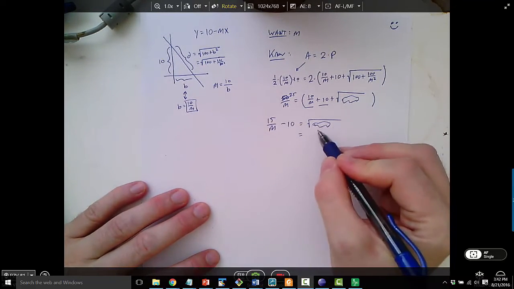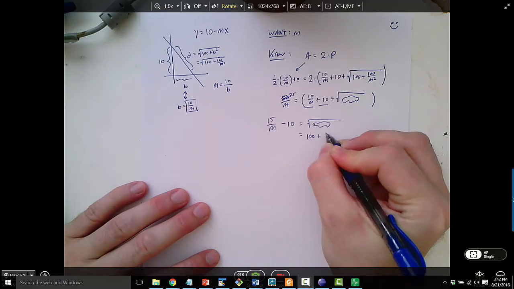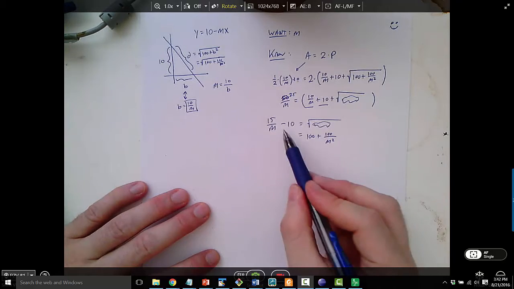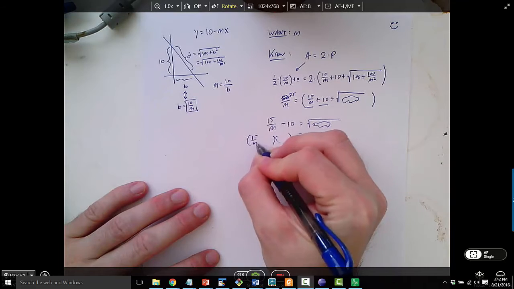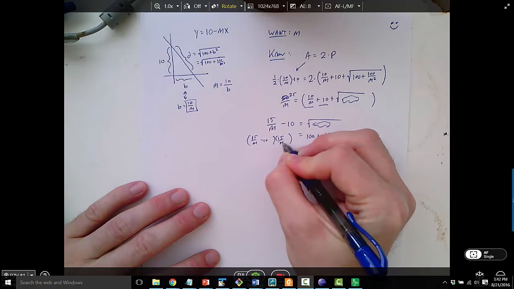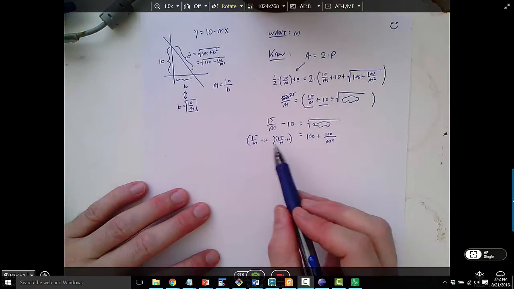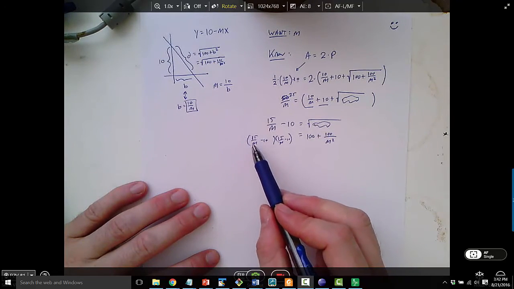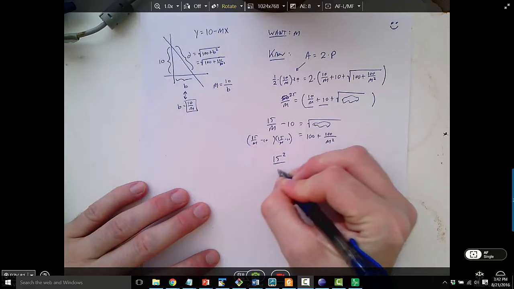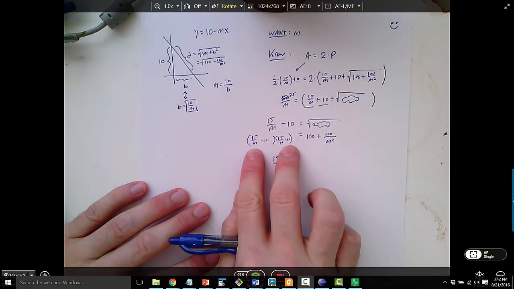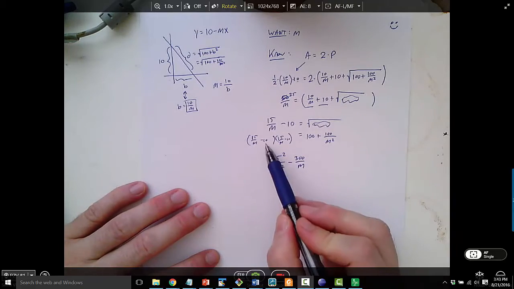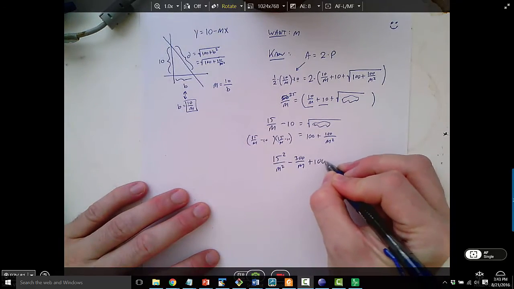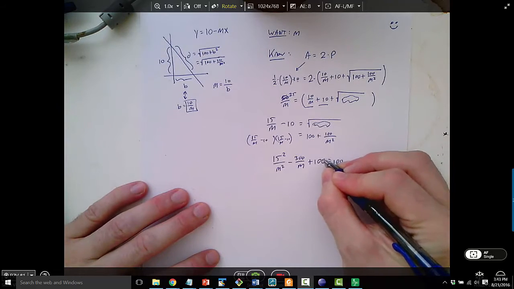When I square the right-hand side, the square root goes away, and I've got 100 plus 100 over m squared. When I square this side, I guess I'll write it all out. So we've got 15 over m minus 10 times 15 over m minus 10. So if you FOIL or distribute or however you think about this, I've got 15 squared over m squared. This times that is going to be minus 150 over m, and 2 of those, so that'll be minus 300 over m. And then negative 10 times negative 10 is positive 100. All right, so it's getting simpler.